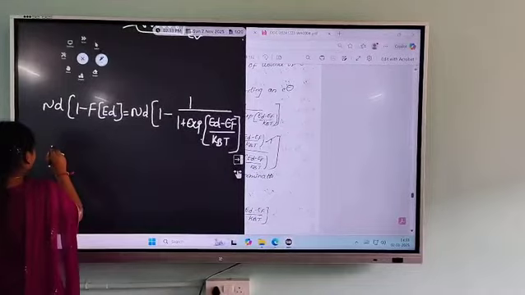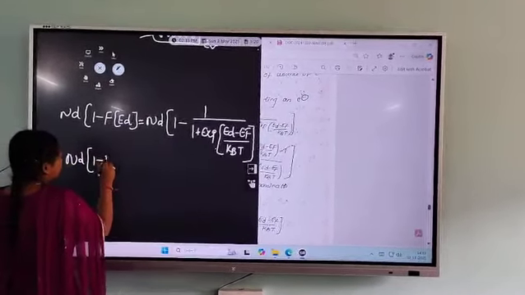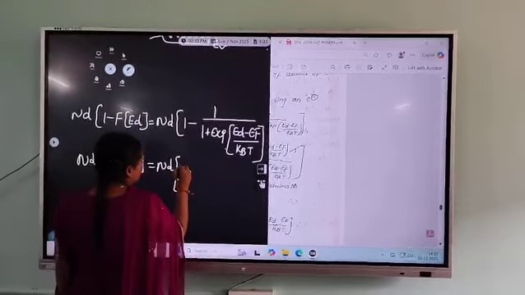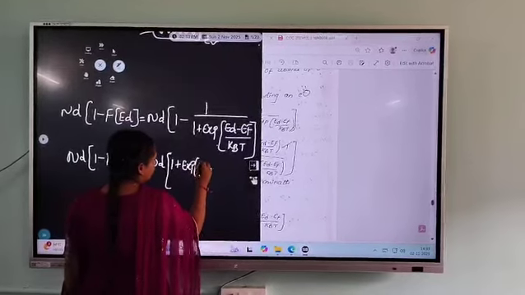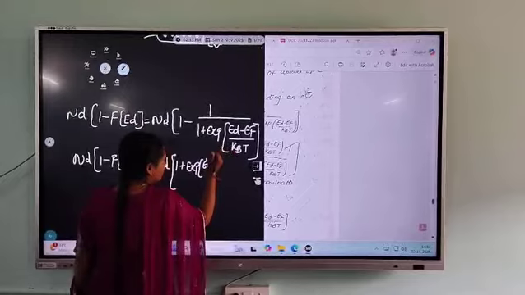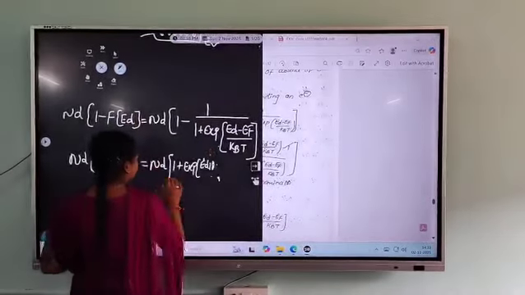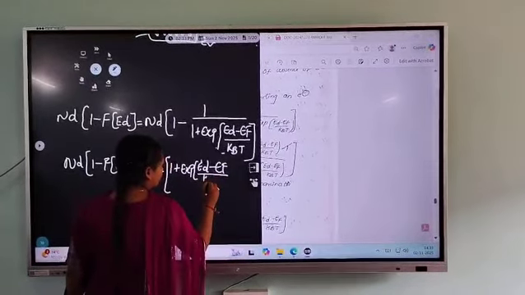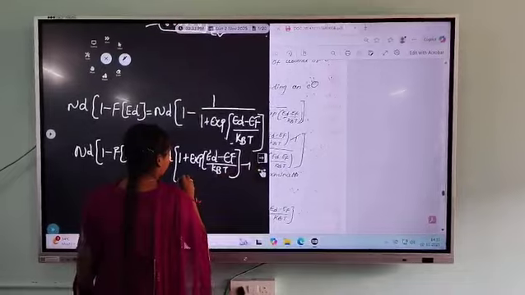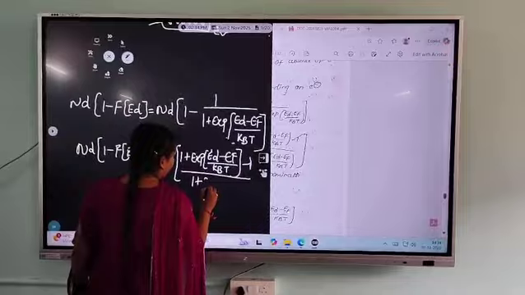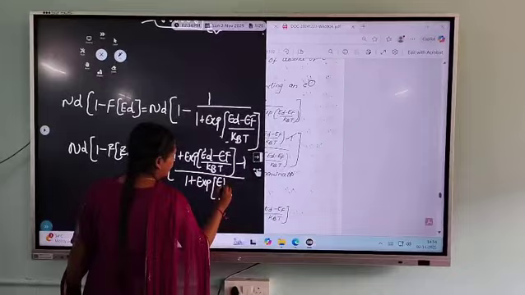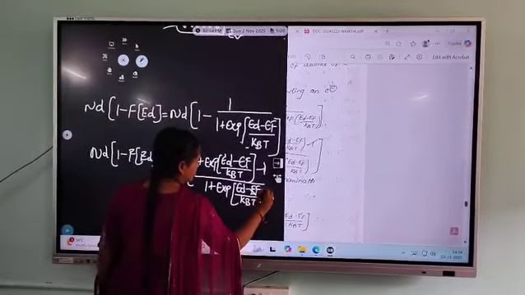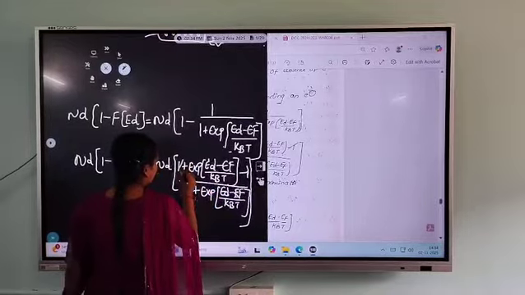We take the LCM. Nd into 1 minus F of Ed is equal to Nd into 1 plus exponential of Ed minus Ef by kBT, minus 1 by 1 plus exponential of Ed minus Ef by kBT. You can see minus 1 and plus 1.